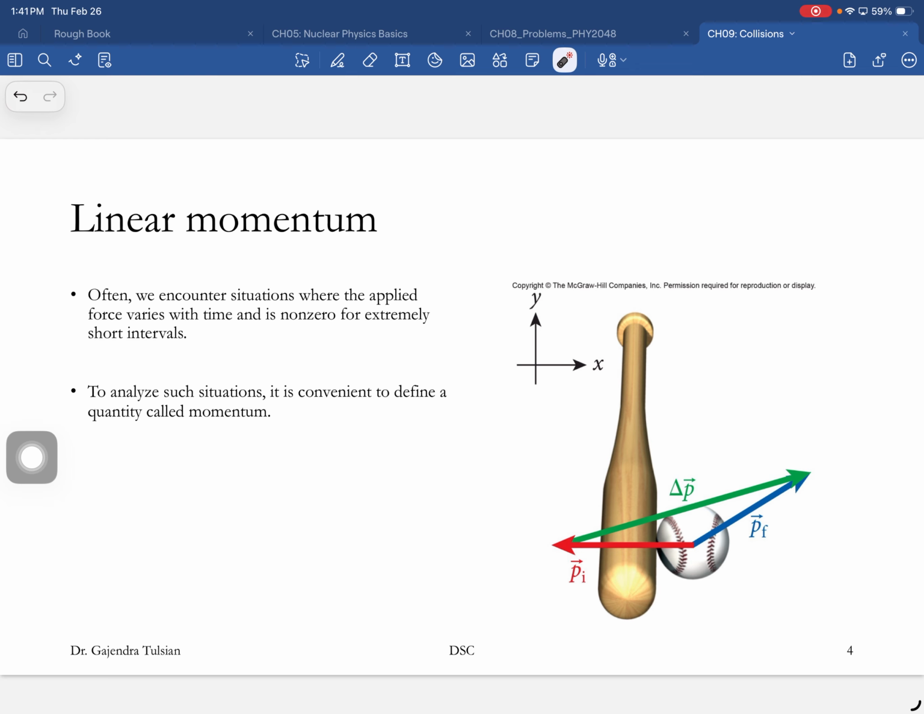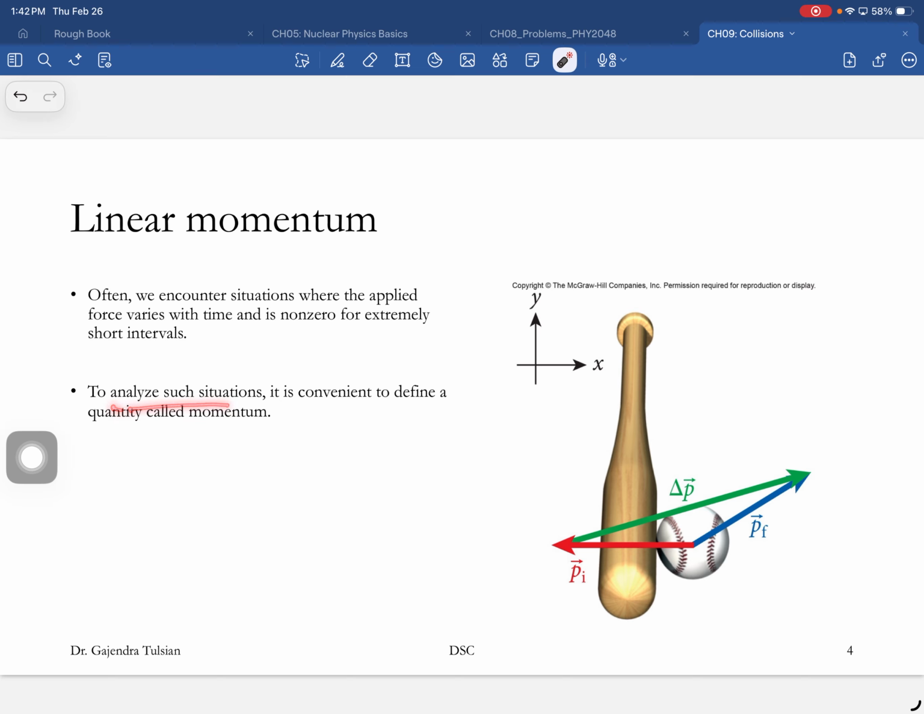So, linear momentum. Often we encounter situations where the applied force varies with time. The force that the bat is exerting on the ball changes with time. For this ball, it's changing over what time span? 50 milliseconds, less than 100 milliseconds, and it is non-zero for extremely short intervals. We will do a fairly cool experiment where we'll measure this force 500 times a second. That'll be the best experiment you'll do. So we'll do the impulse momentum theorem.